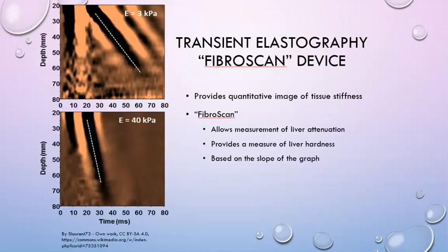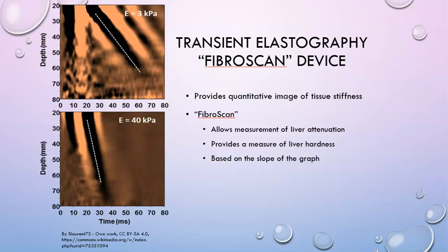Now, the last type of elastography that we're going to talk about is called transient elastography, and this is known as a fibroscan device. And this is used by some internists that take it and measure the hardness of a liver using it, and it gives them a slope that tells them the hardness. So in the top one you see this gentle slope. It's 3 kilopascals of hardness, and then this much steeper slope here is 40 kilopascals of hardness.